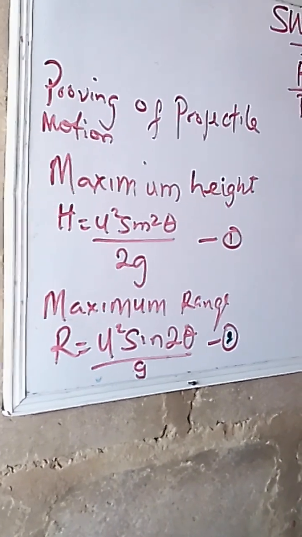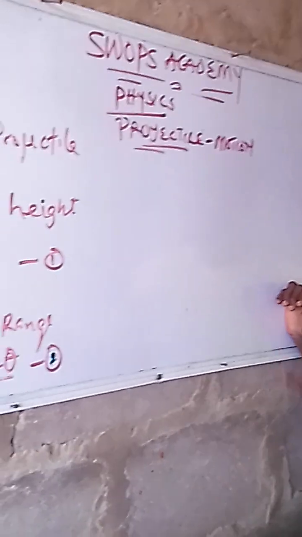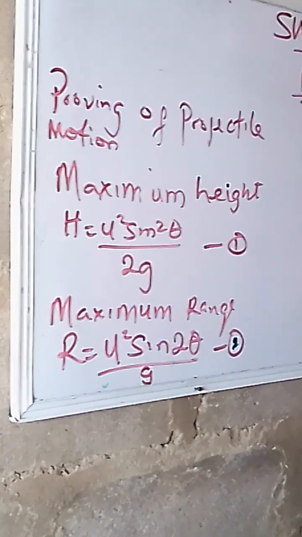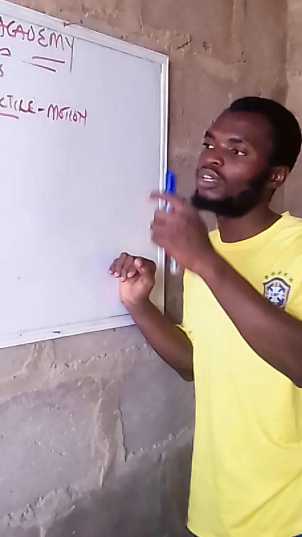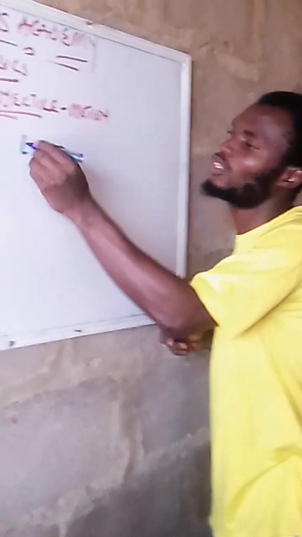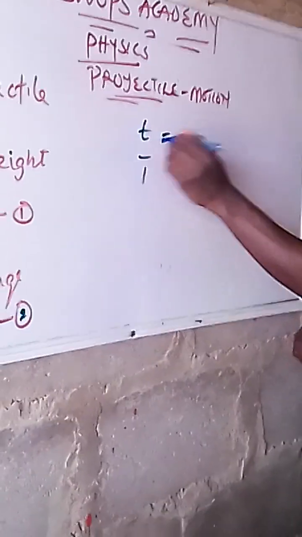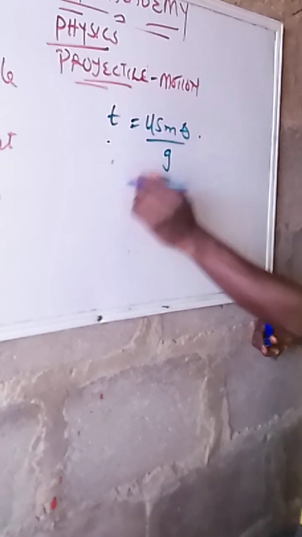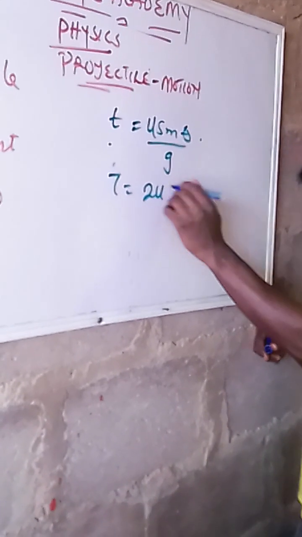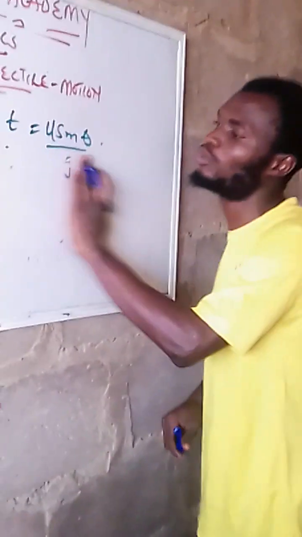Today on physics at SWOPS academic online class, we are going to be dealing with projectile motion. We are still on it. We have traveled through what we know as time of flight, t max, which is the maximum time to reach the point of projection, and total time of flight, where we discussed small t and capital T. So you can check more on how we prove t equals u sine theta all upon g. This is t max. Then capital T equals 2u sine theta all upon g. So go and check our video to know more about that.